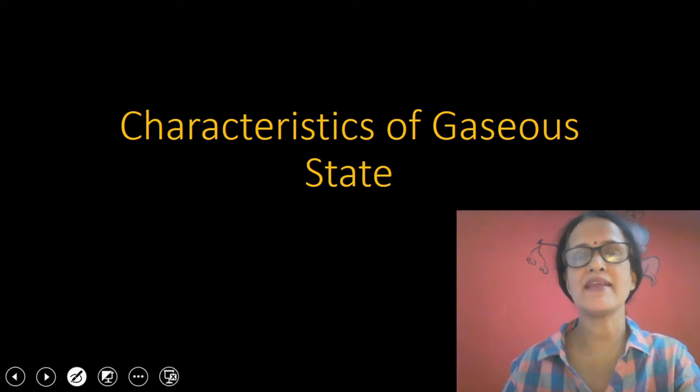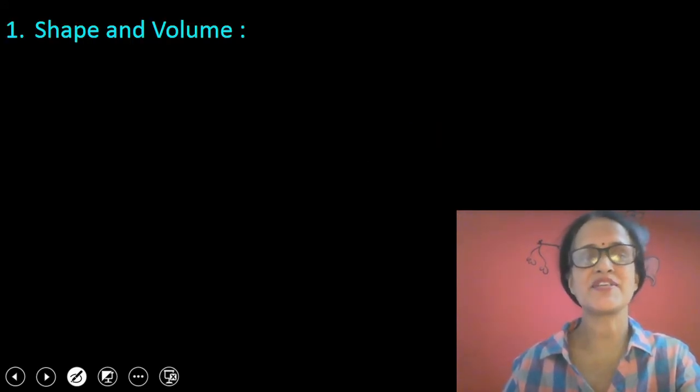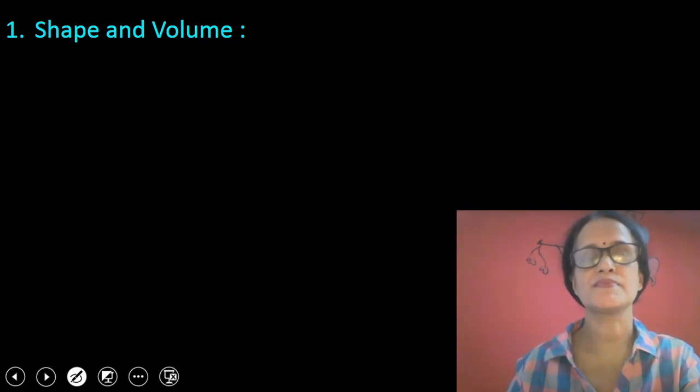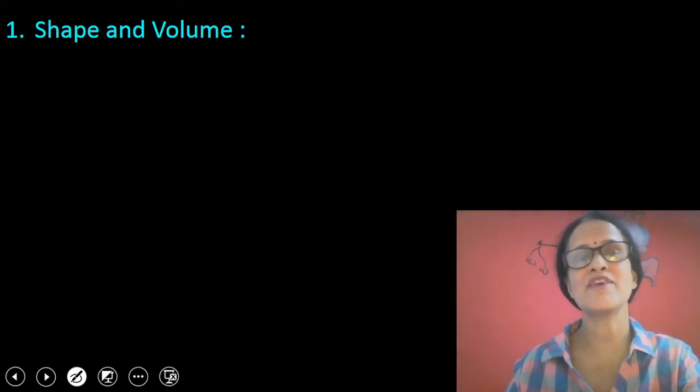Now we will explain characteristics of gaseous state in detail. So first characteristic is shape and volume. A gas neither has a definite shape nor definite volume. The reason is that particles in gases have complete freedom of movement because of negligible interparticle forces of attraction. That's why they don't have definite shape and volume. They have the tendency to occupy the entire available space. So therefore the volume of gases will be the volume of the container.